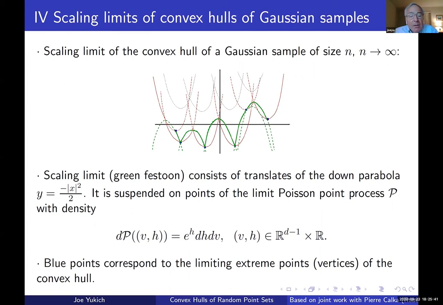Okay. And then once you have this limit point process, you do this trick of suspending parabolas on these points. These are inverted parabolas. You suspend parabolas in the maximal sense on these points, and this provides the scaling limit of the boundary of the convex hull of the Gaussian sample. Does that help you? Yes, yes. So that answers completely. Thank you. You're welcome.